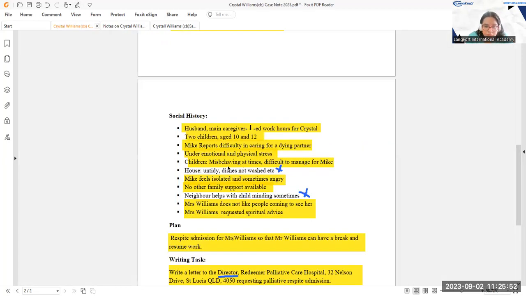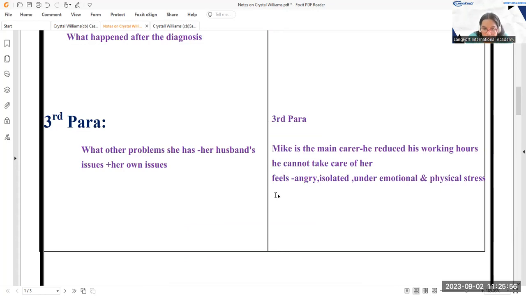Any other issue? Yes, he's struggling to manage his kids. Difficulty to manage kids. No other family support. Okay, that was about Mike, right? We have written everything about the husband.